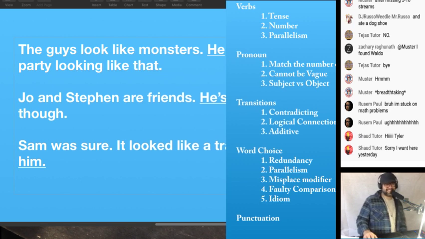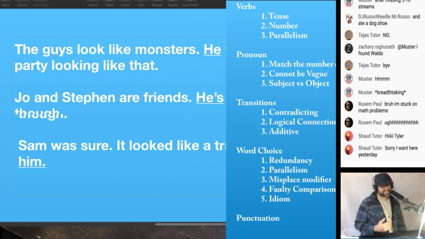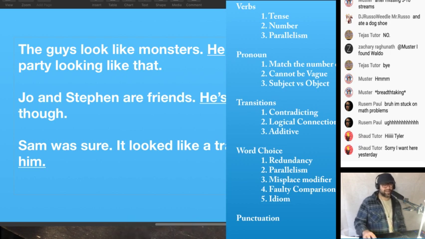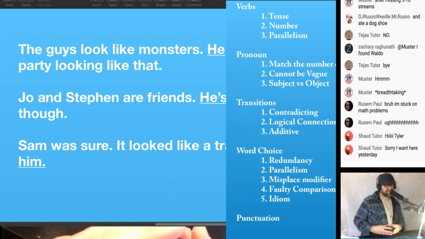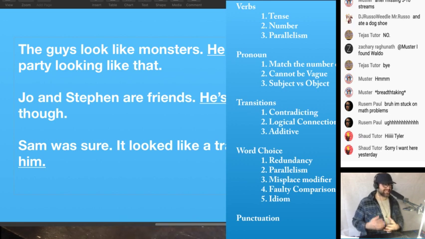Okay, so let's go to the next thing, which is transitions. We talked about this yesterday, so I'm not as concerned about it. But just keep in mind that there are contradicting connections, there are logical connections, and there are additive connections. The logical connections and the additive connections can sometimes be confused for each other. But just try to be as clear as possible about the connection between those two, and you should be good to go.